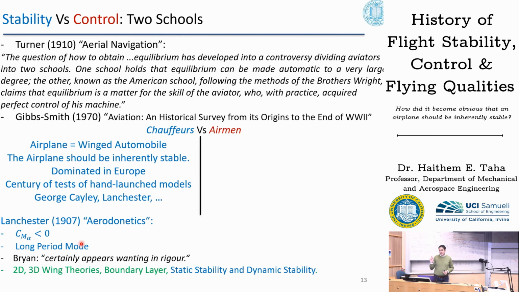Personally, I believe this was the main reason behind his naming the long period as phugoid mode, because as we saw, the long period mode is really natural in flight. Whenever he launches a model, it goes through these oscillations. So he felt like the long period mode is intimately associated with flight, so he wanted to give it a name that means flight.